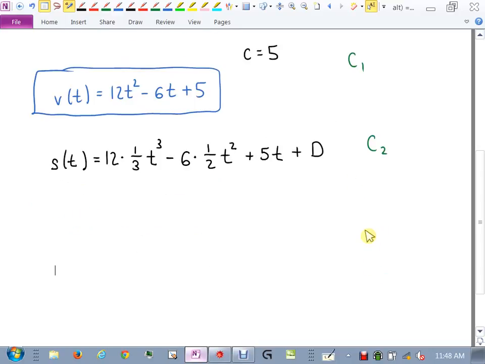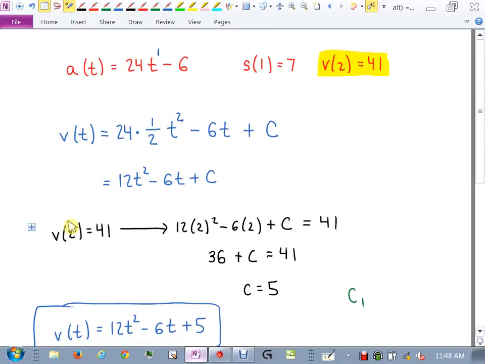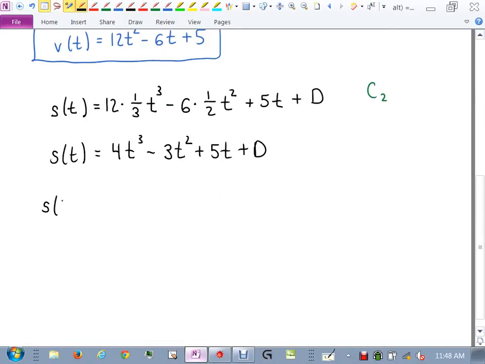All right. Now, put that together. S of t equals 4t cubed minus 3t squared plus 5t plus d. Did you already get it while I've been up here yapping? Yes? Okay, so we know that when we plug in 1, we need to get 7, right? Is that what we're using?